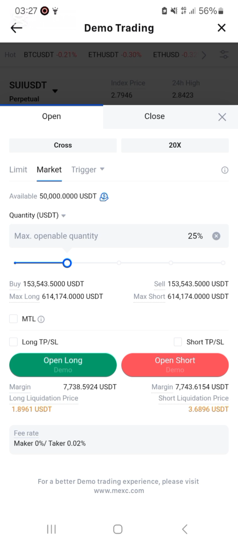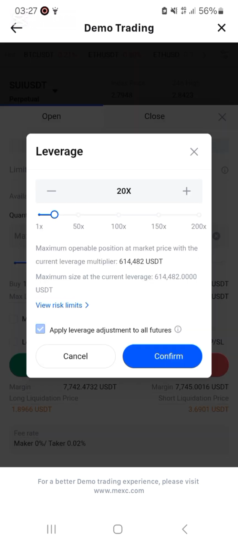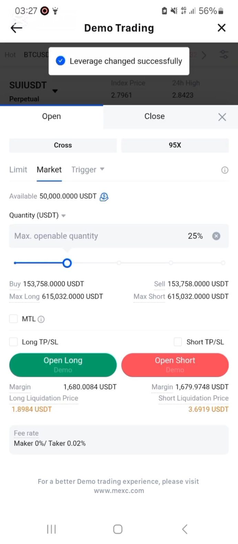Then by this side you see a 20x. This is the leverage, right? So now we can even adjust this leverage to a higher number, because guys, you're enjoying a free money trade. So let's just put it around 100x, right? So once you're done doing that, you click on confirm, then it takes you to this page.